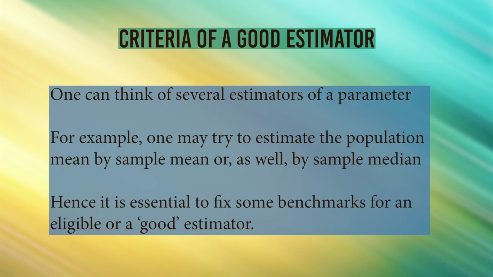We have talked about estimation. Estimation obviously will lead to an estimator. There might be several estimators for a given parameter, so we have to choose judiciously which estimator we will be using. So we consider criteria of a good estimator. One can think of several estimators of a population parameter. For example, one may try to estimate the population mean by the sample mean, or as well by the sample median. Hence, it is essential to fix some benchmarks for an eligible or a good estimator.